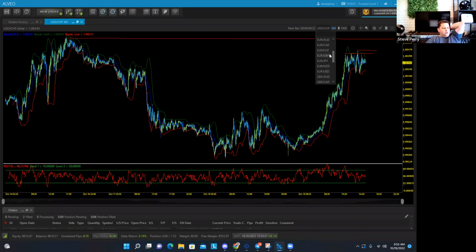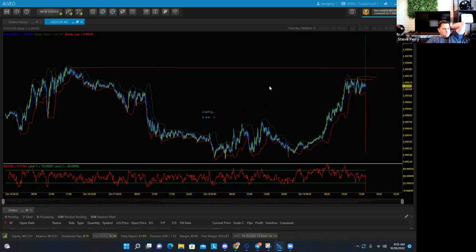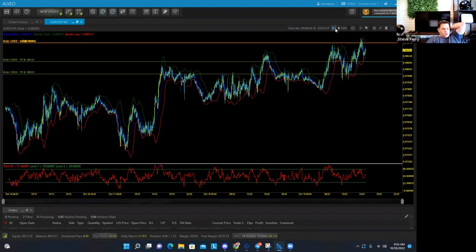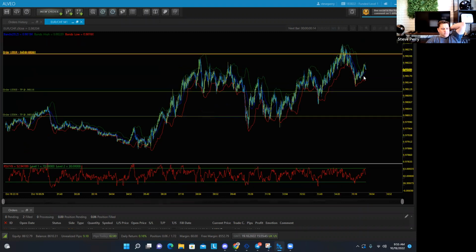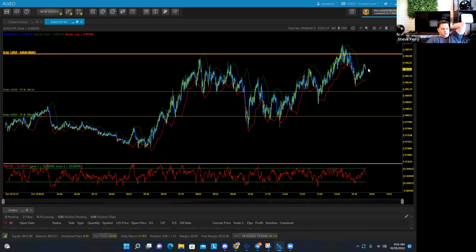And let's go take a look at our Euro franc trade. So it came back up a little from its low, and now it's just hanging out right here. And that's fine. We're just playing with house money at this point and our stop loss is at break even. So whatever it wants to do, however it wants to do it, it's fine.